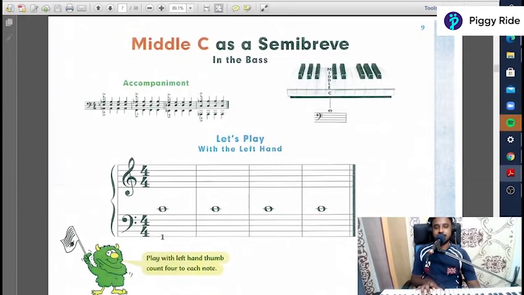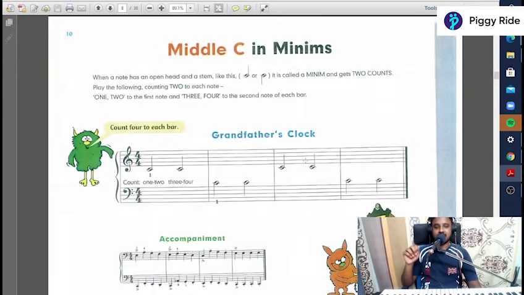So the same middle C, the previous exercise we played in our right hand because the note was in treble clef. The same C as a semibreve we played in the left hand because these notes are in the bass clef. Okay, so now we will learn another concept, that is minim.